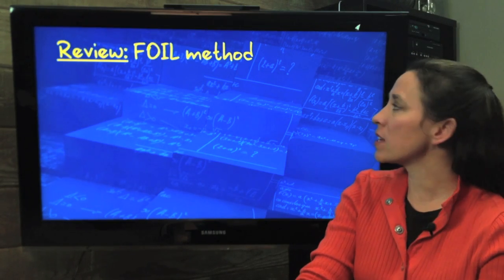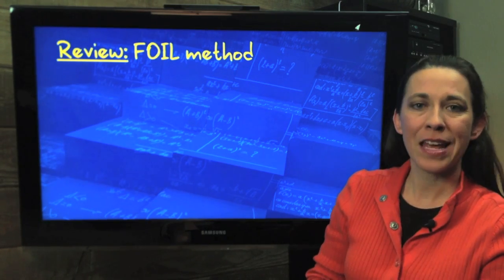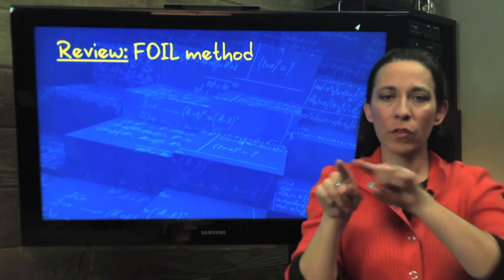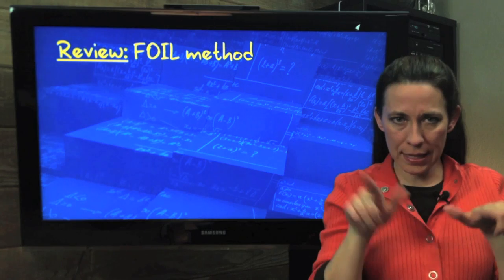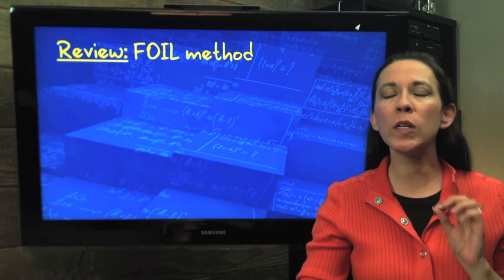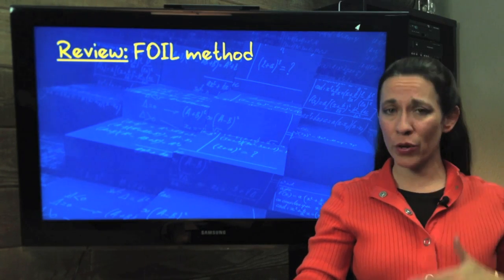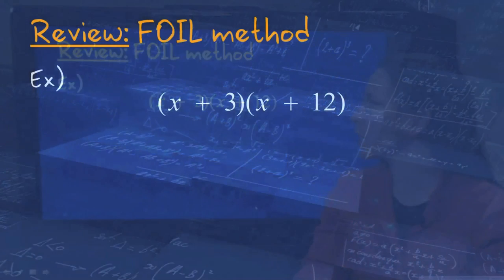Now, in order to do this, I want to review the FOIL method. Again, I don't really care about the FOIL method as far as multiplying goes, because all of those are multiplied the same. But that pattern really helps us when we go backwards and factor. So let's take a look.